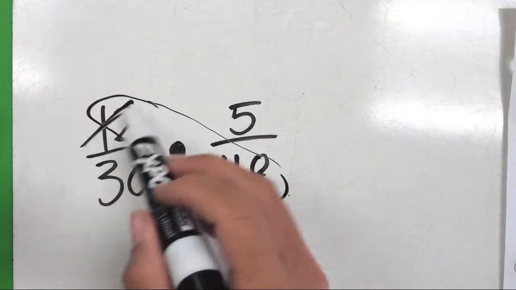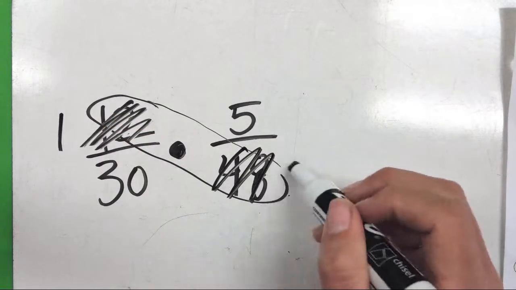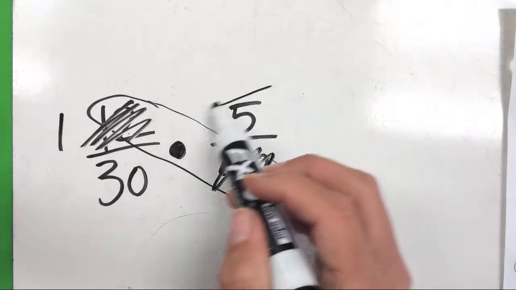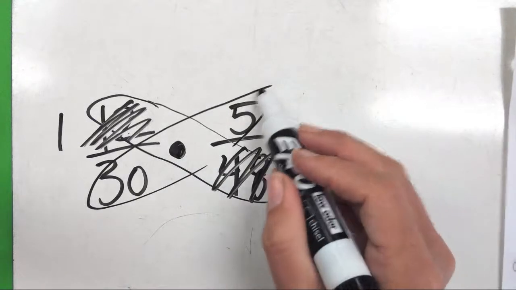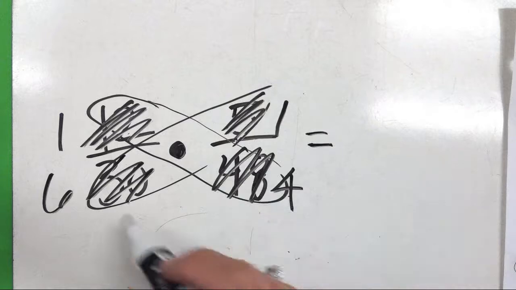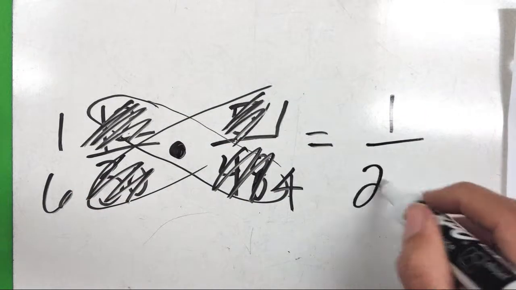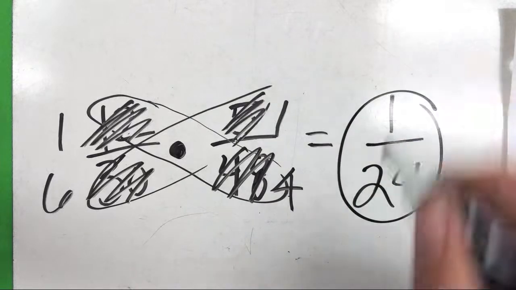So what do 12 and 48 have in common? 12. So I can mark this out. 12 goes into 12 one time. 12 goes into 48 4 times. And then same here, what goes into 5 and 30? 5. So I can make this 1 and this 6. So now when I multiply straight across, I have 1 times 1, which is 1, 6 times 4, which is 24. And that's a lot easier.